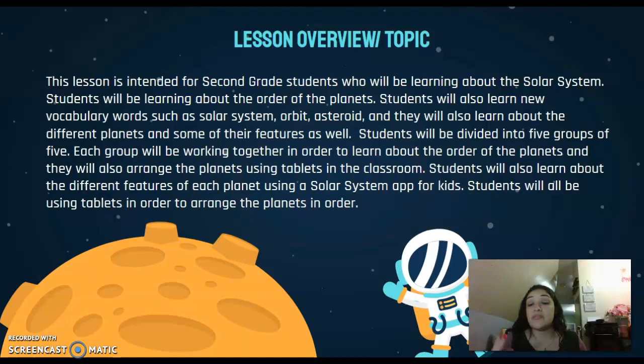Students will also be divided into 5 groups of 5. Each group will be working together in order to learn about the planets and making sure they are able to arrange the planets in order using tablets in the classroom. Students will also learn about the different features of each planet using a solar system app for kids. Students will all be using tablets as well in order to arrange the planets, like I have mentioned.